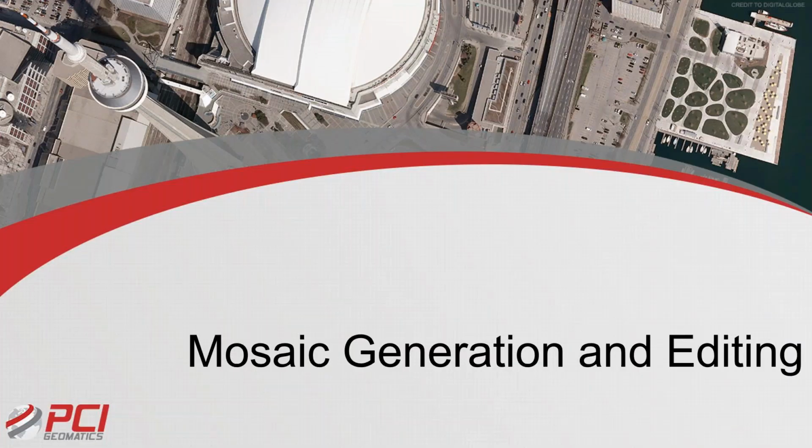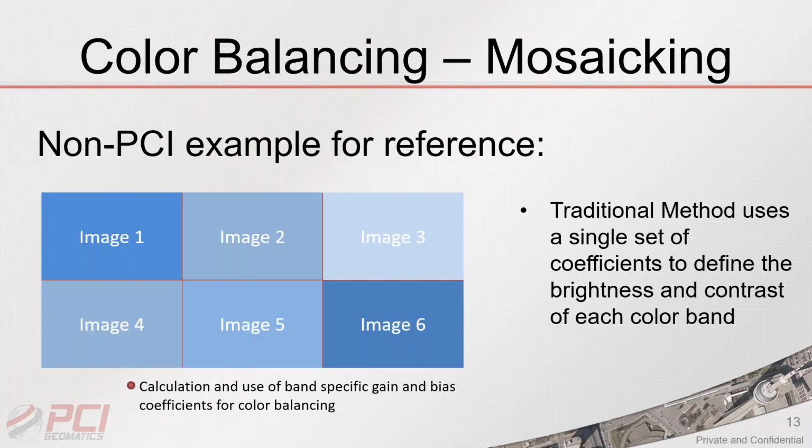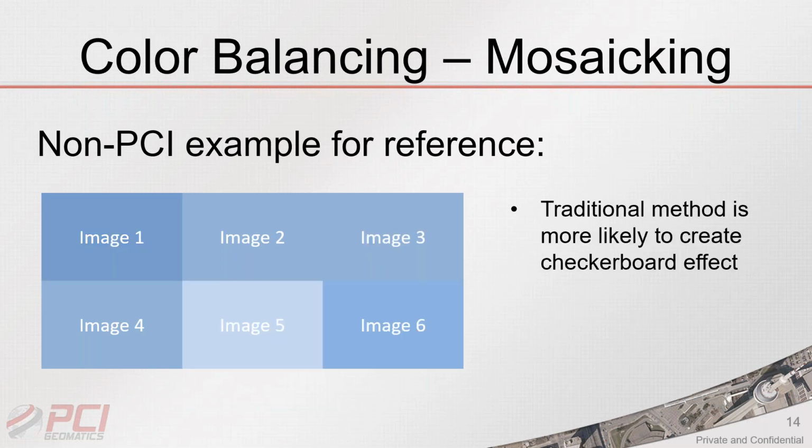So before I begin going more in depth about the Mosaic multi-sensor process, I just want to familiarize everyone with the Mosaic generation and editing techniques. So color balancing for mosaicing in traditional sense, users set a single set of coefficients that define the brightness and the contrast of each color band in order for them to achieve good color balancing. The problem, though, is that some images will balance well, but others may not. So their neighbors will have some inconsistencies, and then it will require some time-consuming edits to fix, and in the end result in more of a checkerboard effect.